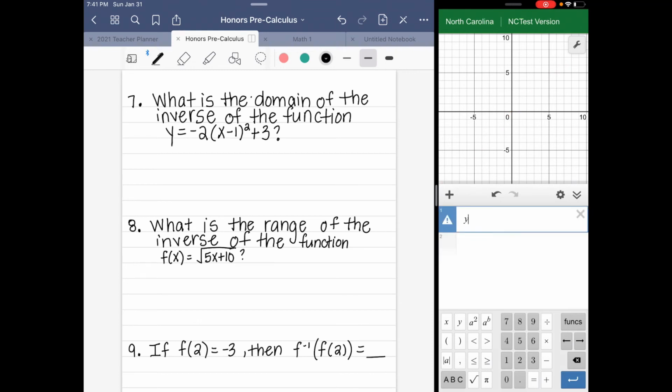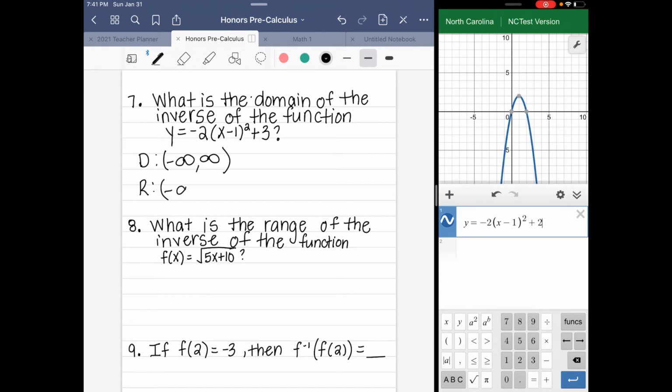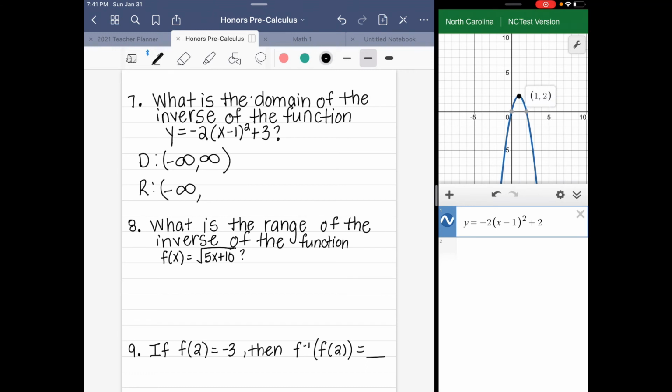So given this original function, if I put this into Desmos and I graph, I should be able to determine my domain and range here. So I'm going to find the domain and range of my original. All right, so my domain of the original is from negative infinity to infinity. And then my range is going from negative infinity up to positive 2.